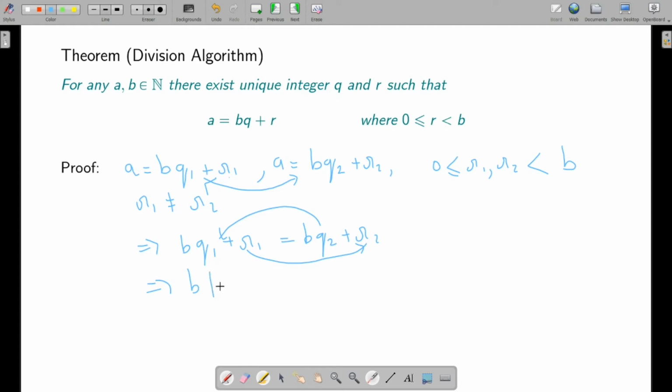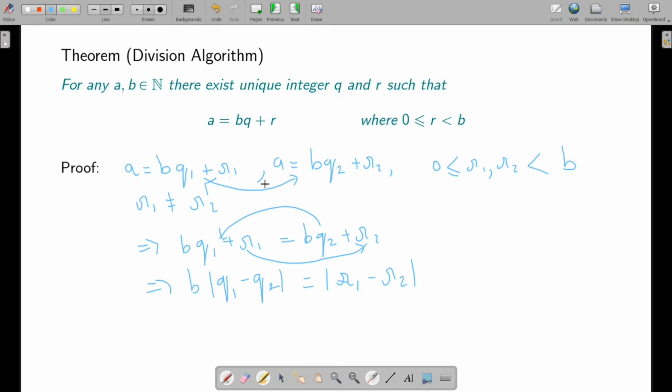So I will get B times Q1 minus Q2 equals mod of R2 minus R1, which is essentially the mod of R1 minus R2 itself. You can work this out. You just take those on that side and then take the modulus throughout, you will get this.